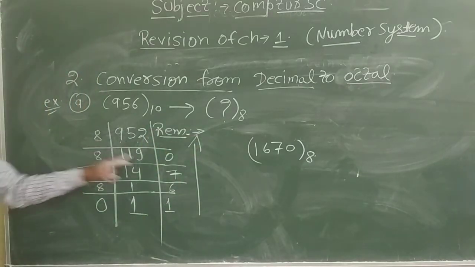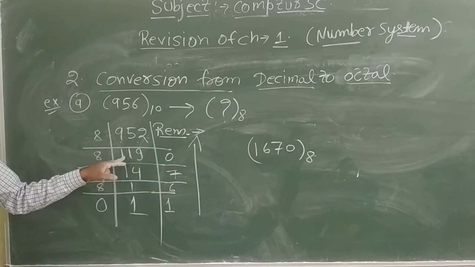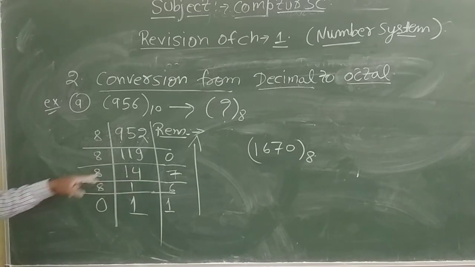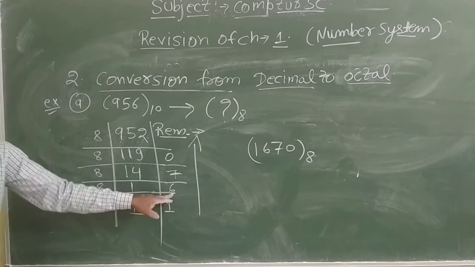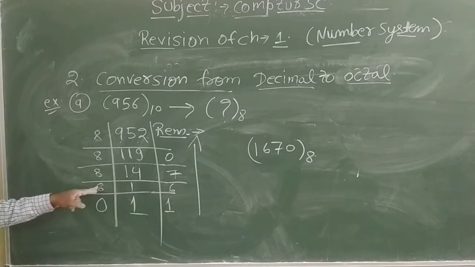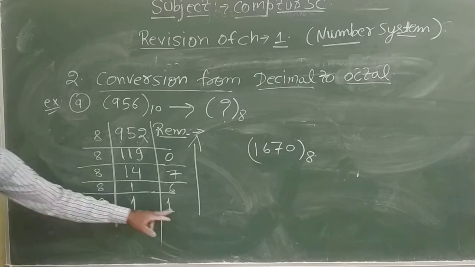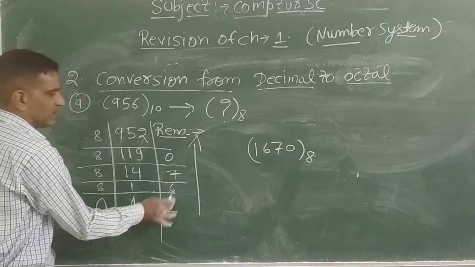952 divided by 8, now the remainder is 0. 8 divided by 119, now we have to get 7. Now again, starting from this section, 8 divided by 14, we have to get 1, remainder is 6. We have again divided by 8, not complete division by 1, so we have to write here 1. We have to write in inverse form 1670.